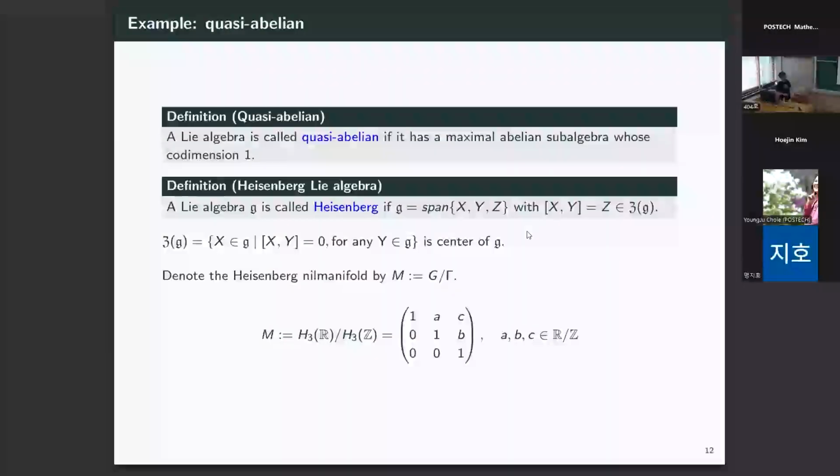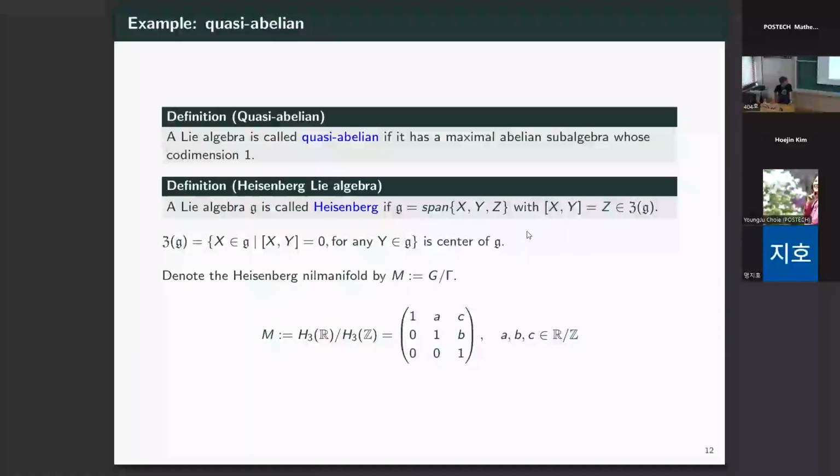So the Heisenberg Lie algebra has three elements in the basis, but two elements are the generators. So you can see the x bracket y. Then your nilpotent group is compact. Is it co-compact? Here it is co-compact. Yes. But if it is not compact, then this torus part may not exist there, right?